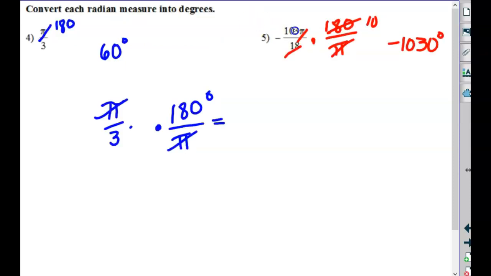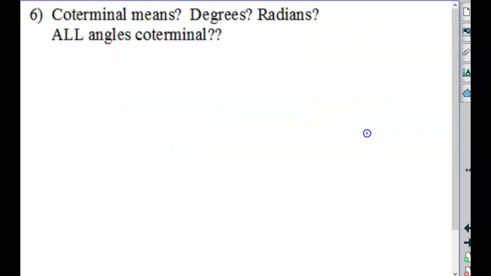Negative 103. I wrote 180 over pi. Then I canceled the pi's. And because I was doing it in my head, I did 18 goes into 180 10 times, and then I did negative 103 times 10. But you could have typed the whole thing in your calculator too. Negative 103, I would have just done times 180 over 18, because the pi divides out. You good? All right.